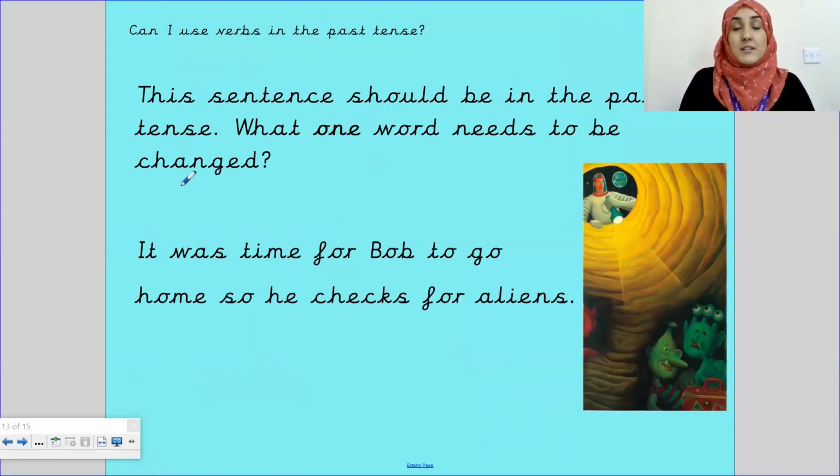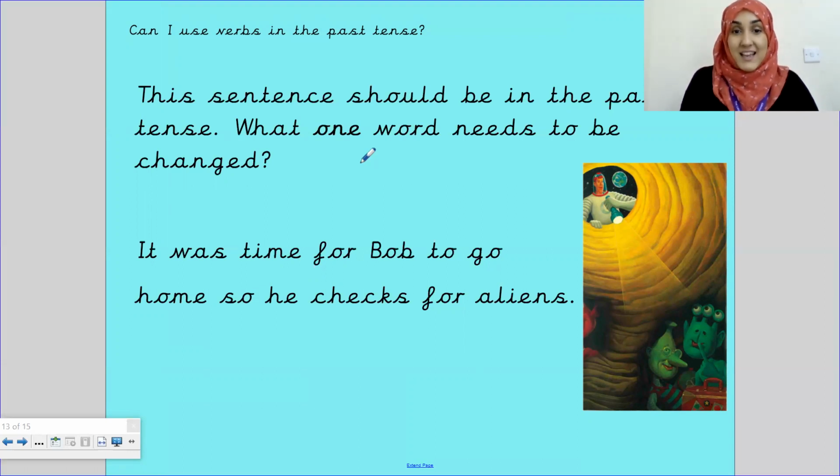Okay, this sentence, let's try that again. This sentence should be in the past tense. What one word needs to be changed? Okay, so you only need to change one word out of this sentence. So good listening is, it was time for Bob to go home. So he checks for aliens. Now, what one word do we need to change to ensure that this sentence is written in past tense? Pause the video here and have a good think.